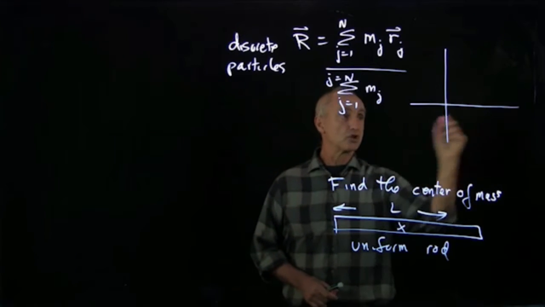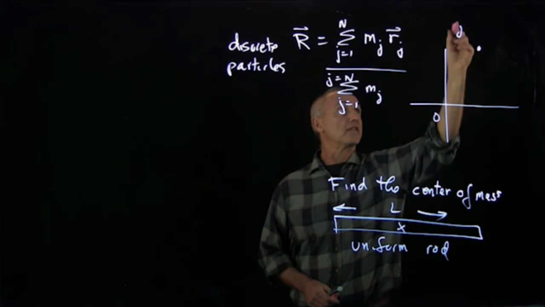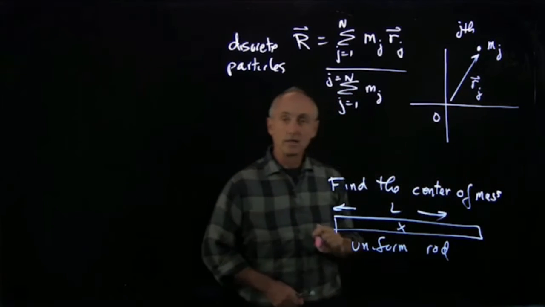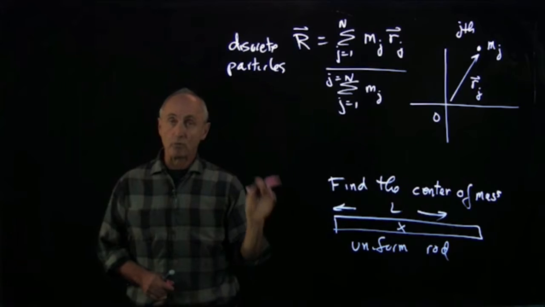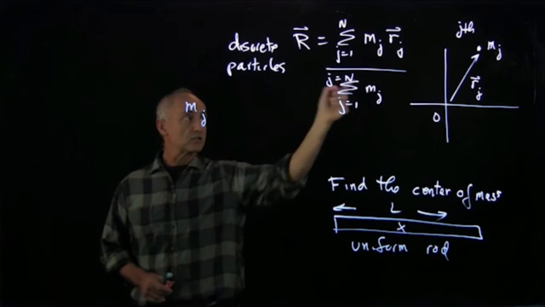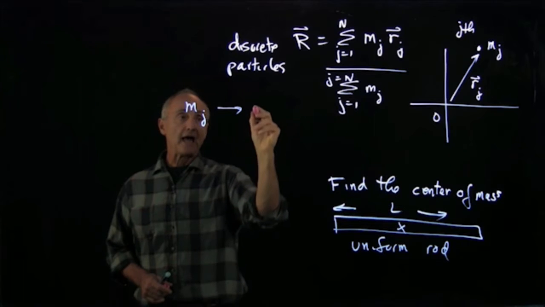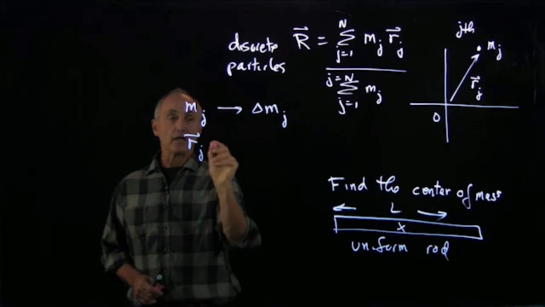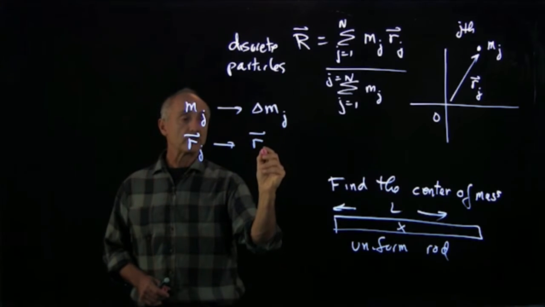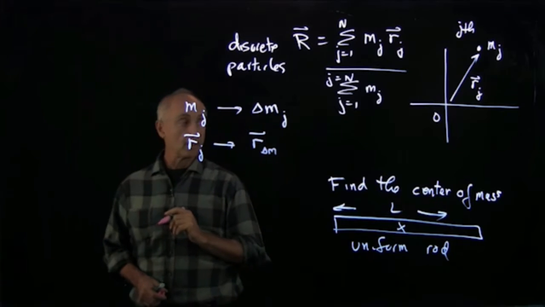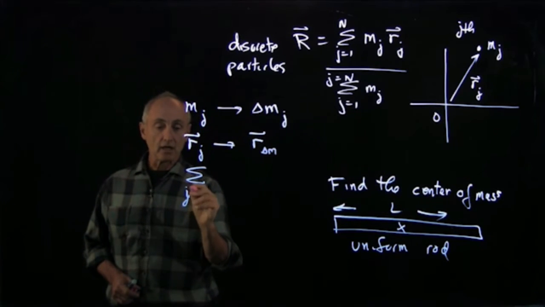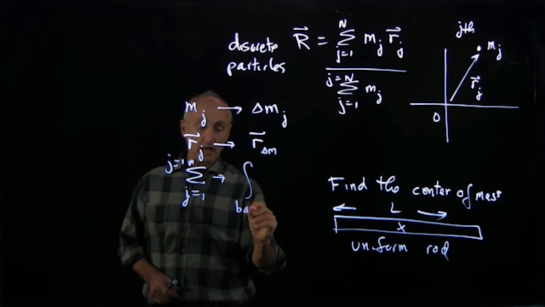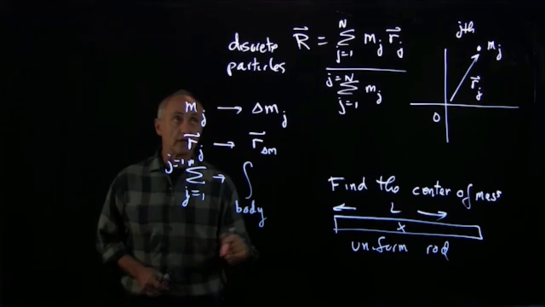Let me just again show that we had chosen an origin. Here was our jth particle of mass mj and position rj. What we want to do is draw the analogy, and here's how it works. For each discrete particle, we're going to look at it as some mass element, delta mj. Our vector rj will go to a vector for this mass element, I'll just write it delta m. And our sum from j equals 1 to n is actually going to go to an integral over the body. So let's see how that looks.